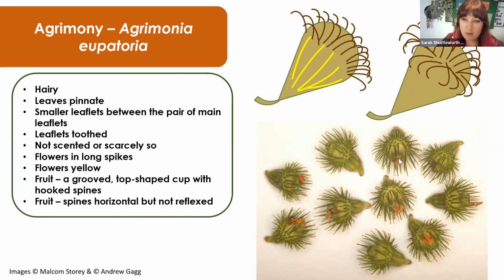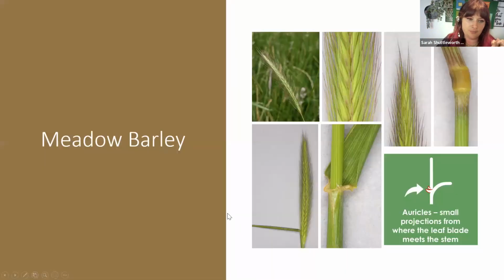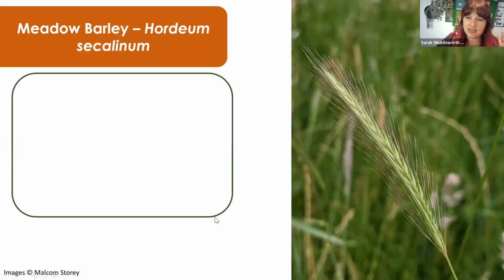So it might be interesting just occasionally, if you do see agrimony out and about, just get your hand lens out and have a little look at those fruits if it's already turned into fruits. So a grass, oh, don't worry, we're all going to be fine. It's okay. We don't include many grasses in NPMS, but sometimes we do have to include some. And don't worry, this one's a very, very distinctive one and beautiful as well.